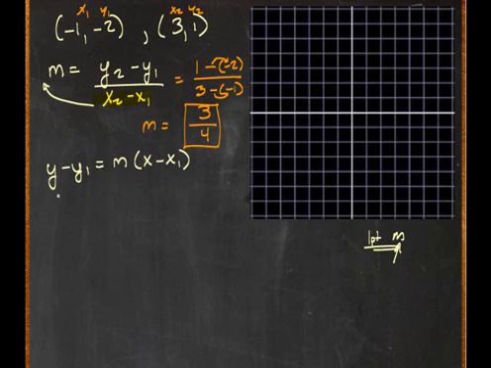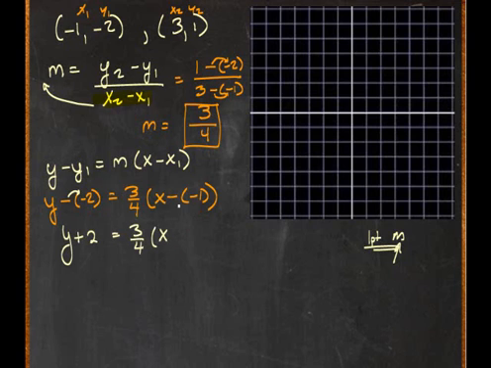So here we have y minus y1, which is negative 2, equals our m times x minus x1, which is negative 1. Again, use parentheses to avoid simple mistakes. A negative times a negative is positive, so we have y plus 2 equals 3/4 x, and this is negative times a negative again, so plus 1. This is the point-slope equation for our line.